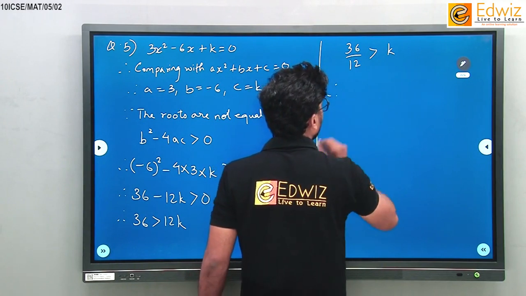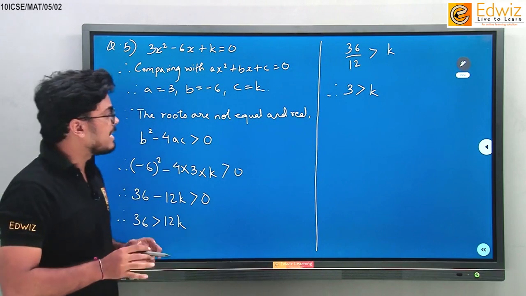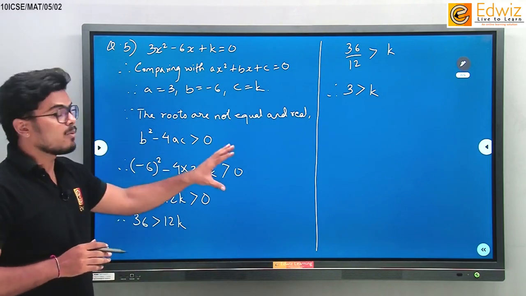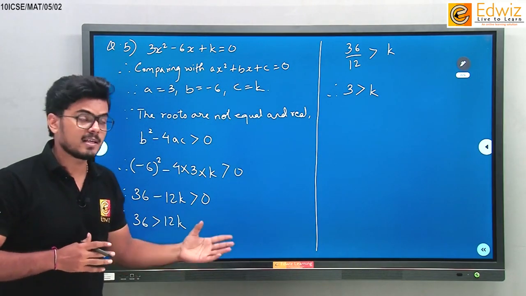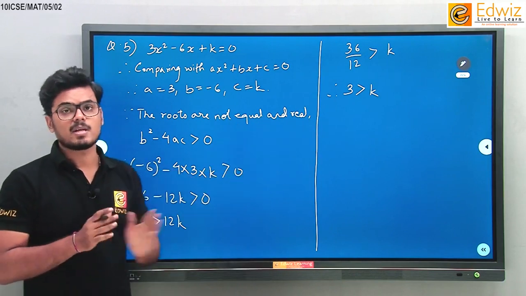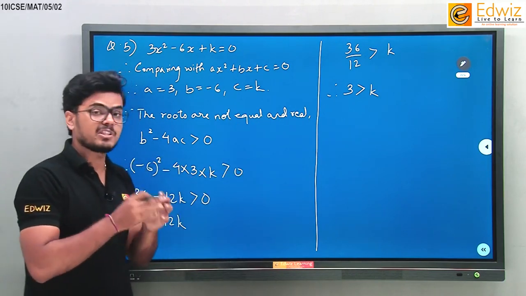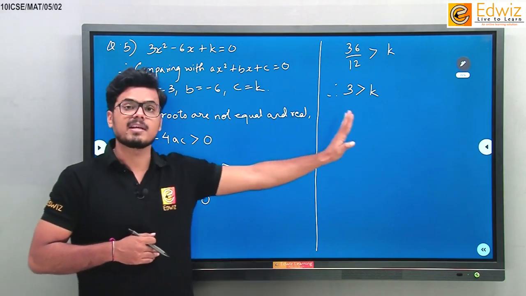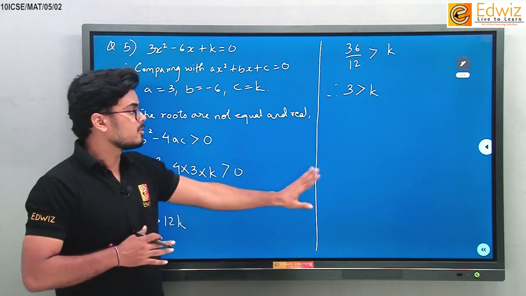So therefore, this is 3. So the value of k is less than 3. This is what the inequality is. This is the solution of this inequality, that k will be less than 3. Here we have not been given any replacement set from which we choose the values that we need. That's why we will consider this as our final solution. k can be anything less than 3. Okay, so this is done.